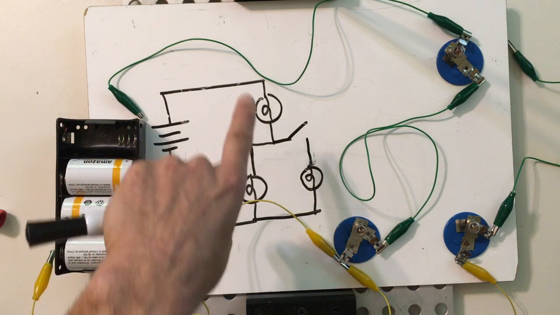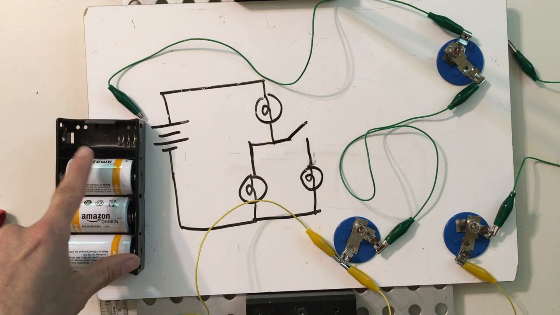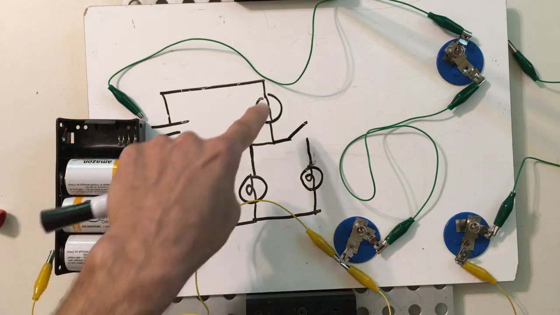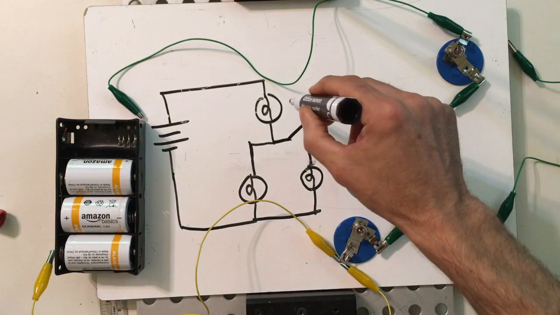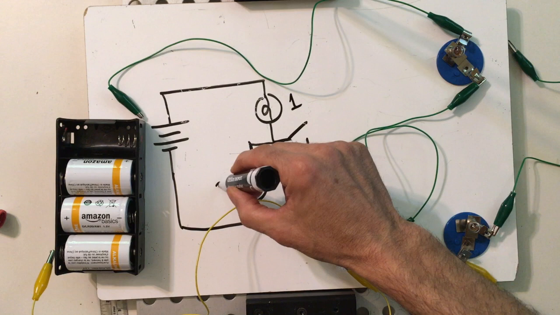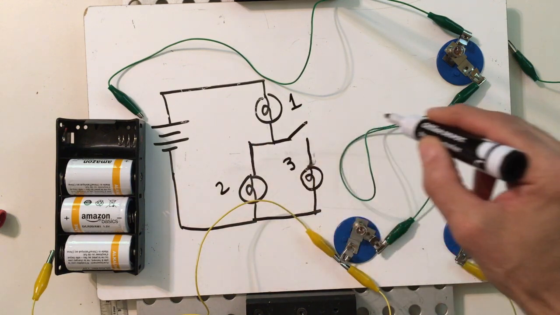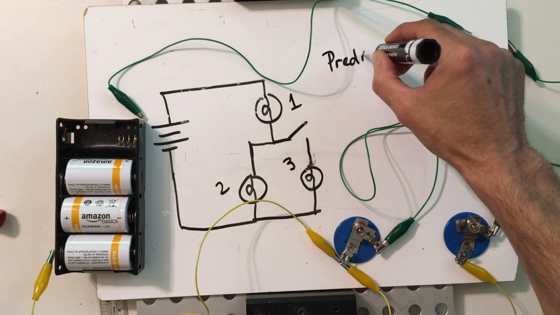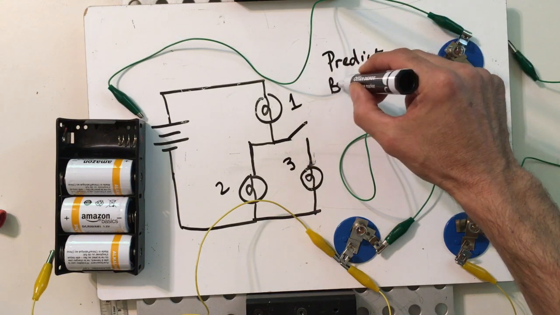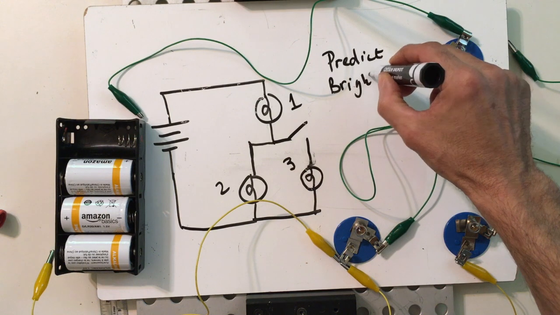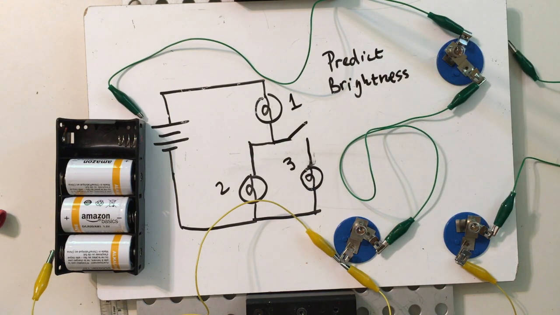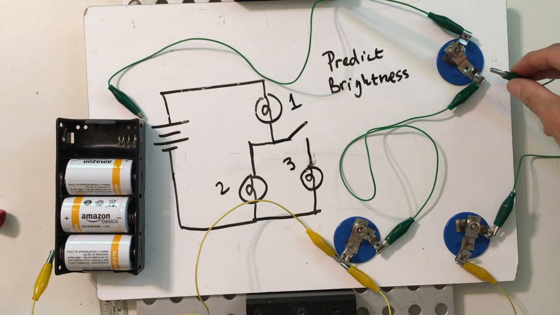You see the schematic of the circuit here, and here's the circuit built with batteries and bulbs. So we've got a battery, bulb 1, bulb 2, and bulb 3. And the question is just predict the brightness when we close the switch. So I don't actually have a switch. I'm just going to connect this wire to the bulb base there.